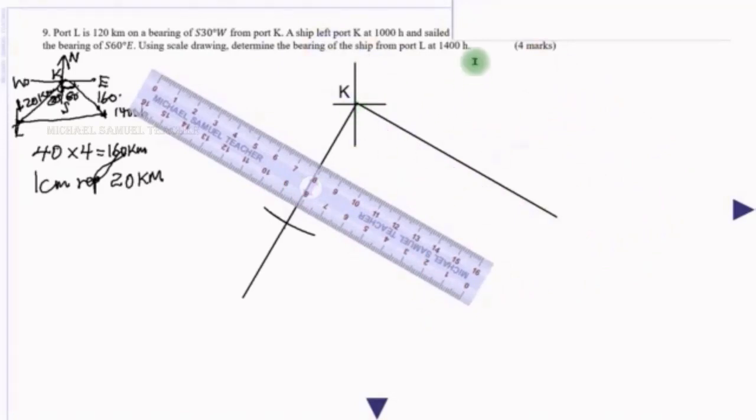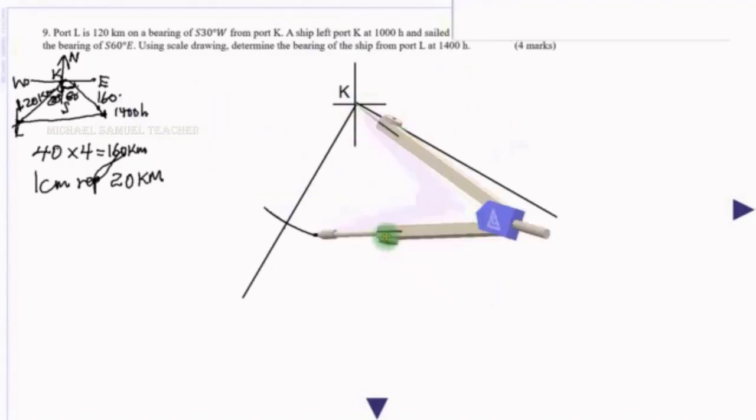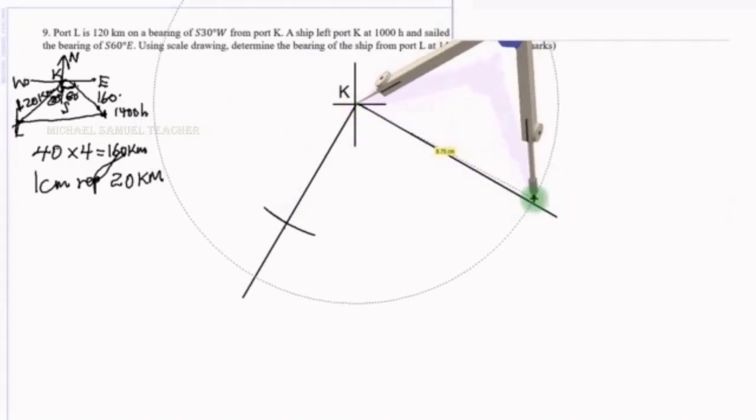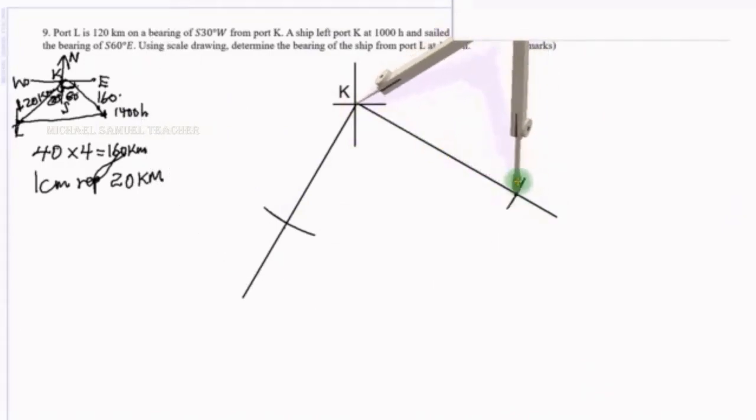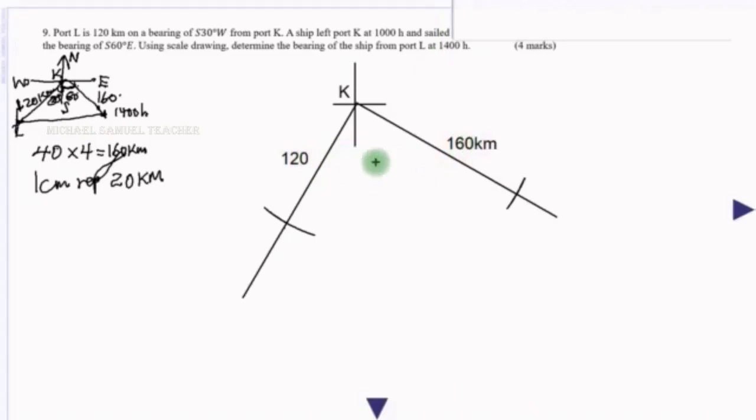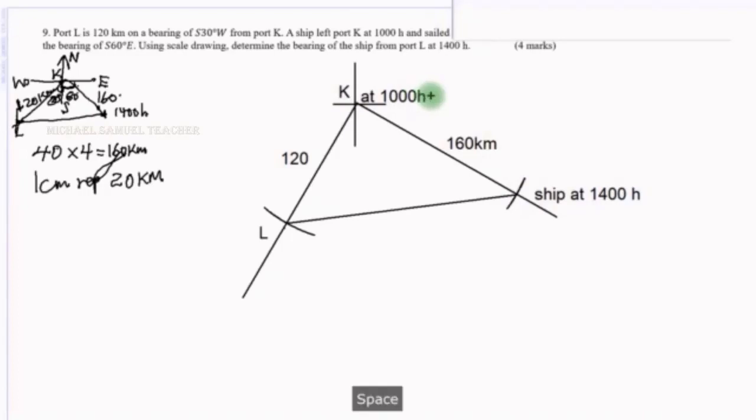So from that particular point, we measure 6 centimeters to mark there. So it is 120 kilometers, and it is 160 kilometers. So from this is L. The line from here. We put 1400 hours and waiting at 1000 hours.